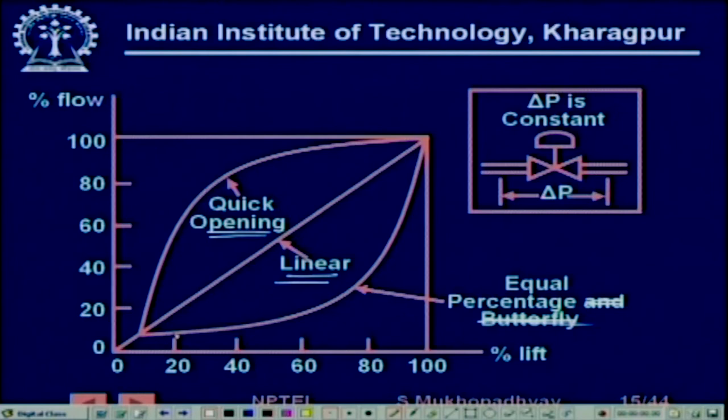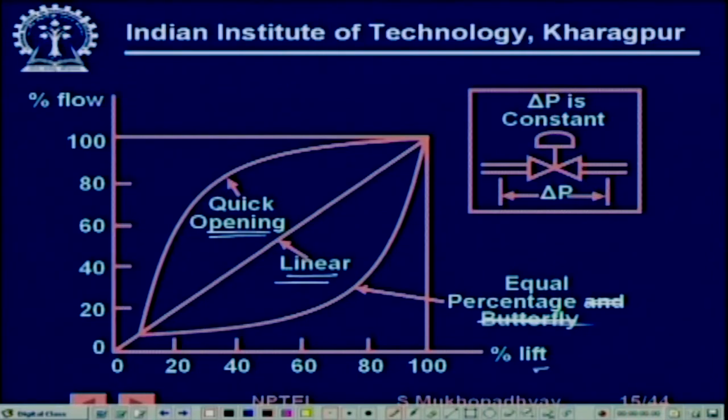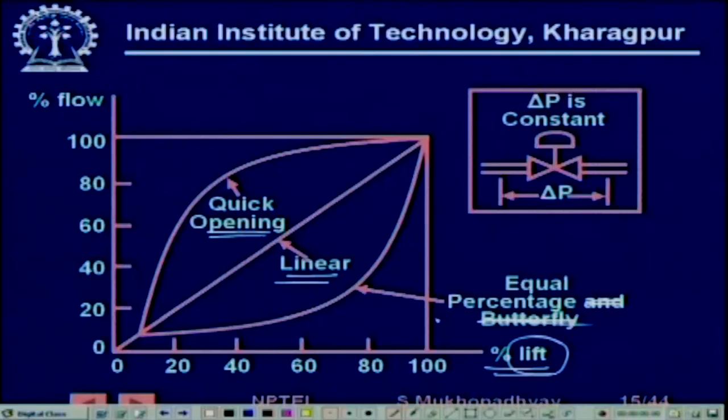Equal percentage means that, if you have, this is percent lift. Percent lift means the stem, if it is lifted by a certain percentage, the stem is moving. Though it's called lift, it may not always be a lift; sometimes it may be a rotation also. Basically it means the percent of the total stem movement. So it says that if you increase the stem movement by X percent, then the flow will increase by Y percent of the current flow, right?